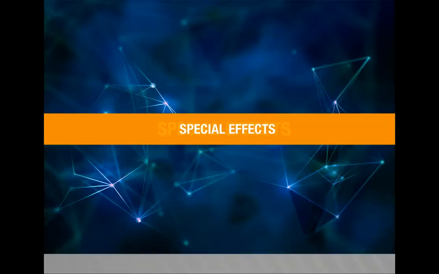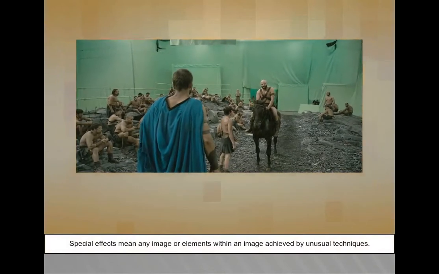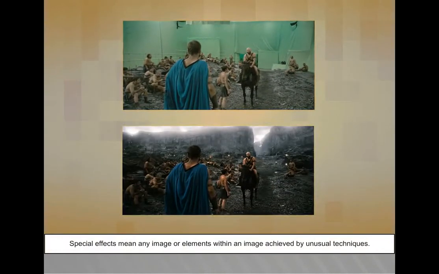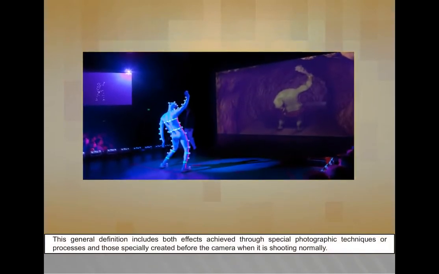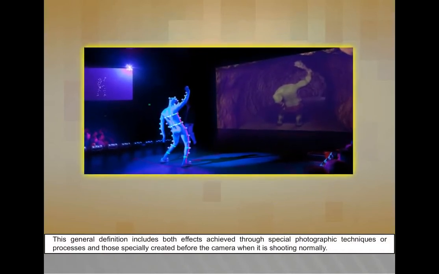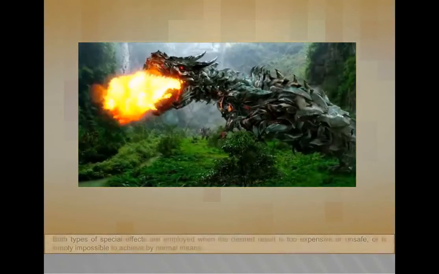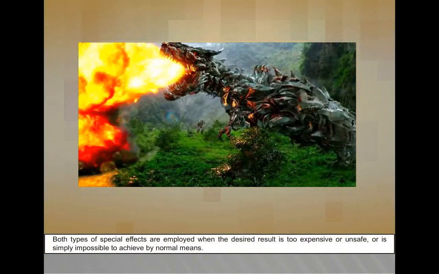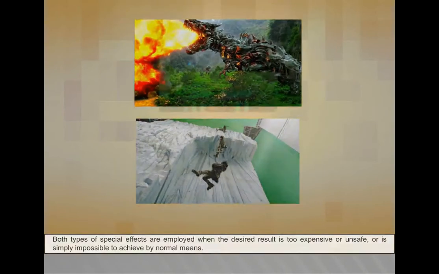Special effects. In this video, we are going to see about special effects. Special effects mean any image or elements within an image achieved by unusual techniques. This general definition includes both effects achieved through special photographic techniques or processes and those specially created before the camera when it is shooting normally. Both types of special effects are employed when the desired result is too expensive or unsafe or is simply impossible to achieve by normal means.